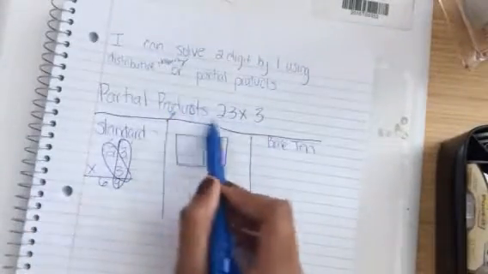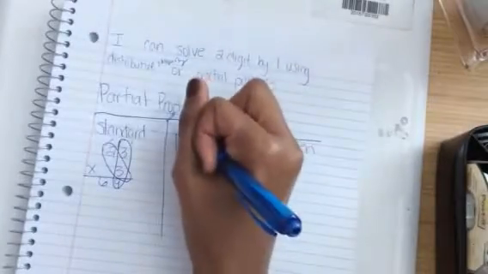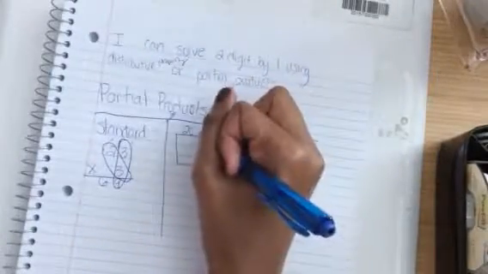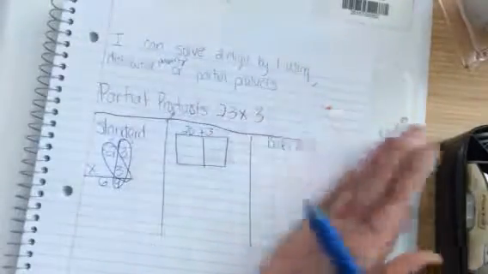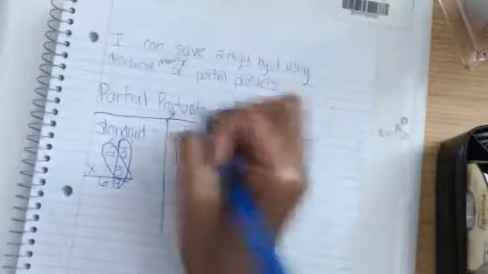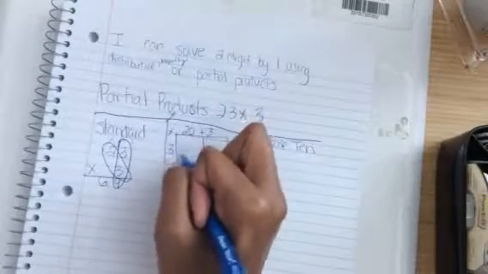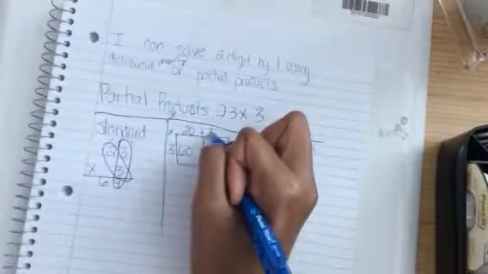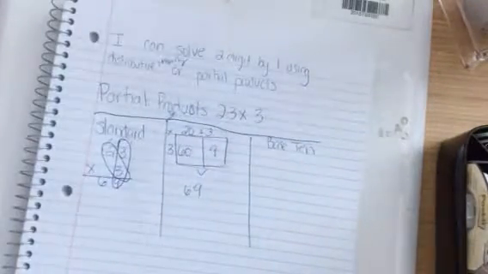Now in partial product boxes, which is what we're really going to be focusing on, the kids break down 23 into expanded form. So as you can see, we're always going back to that place value unit from the very beginning. They say 20 plus 3 times 3. So 20 times 3 is 60, and 3 times 3 is 9. Then you add together, and it is 69.